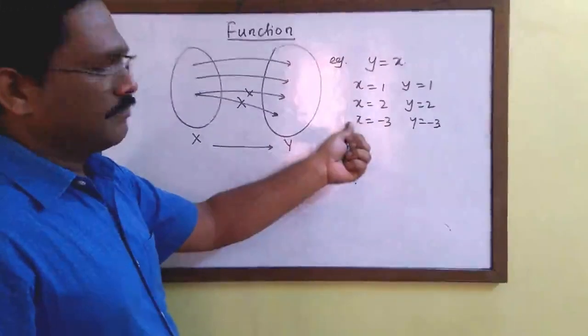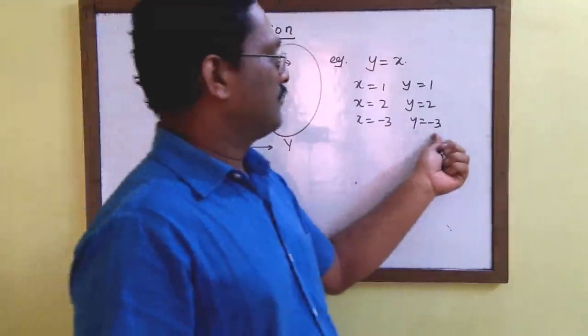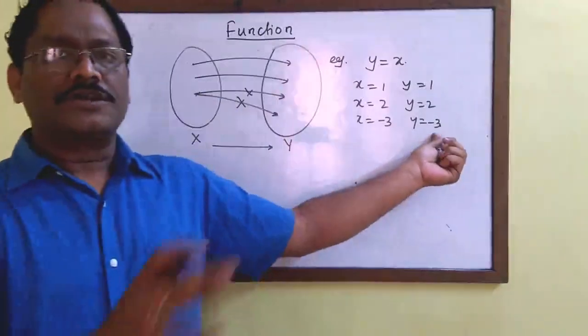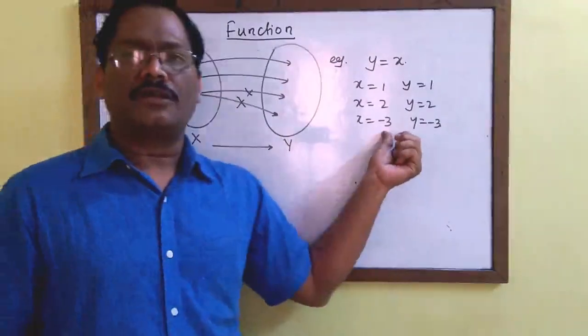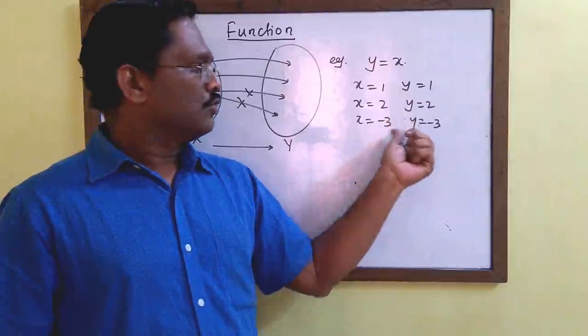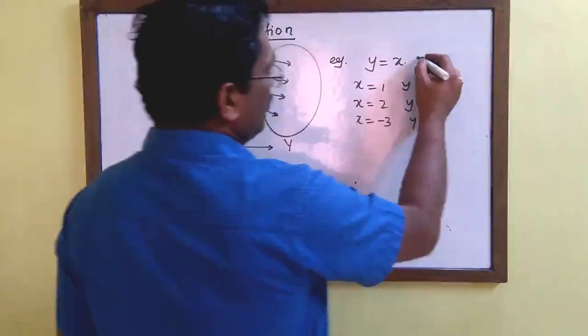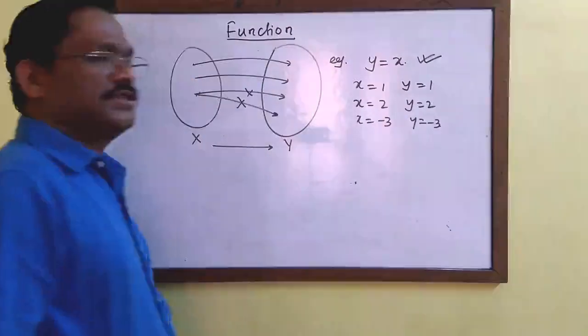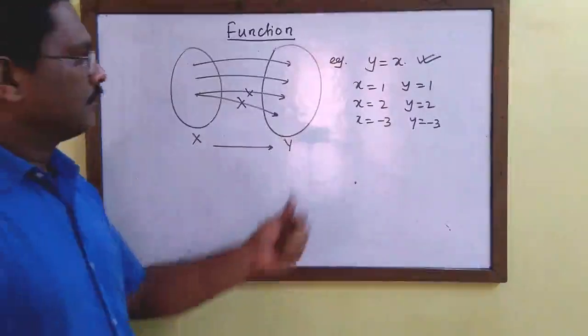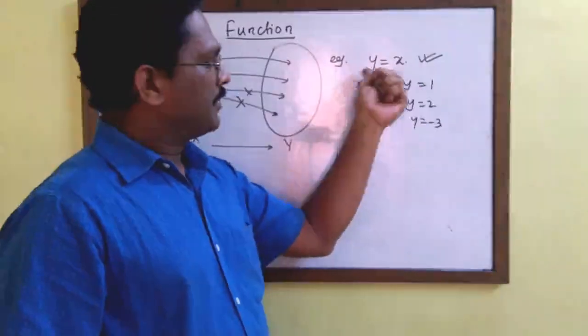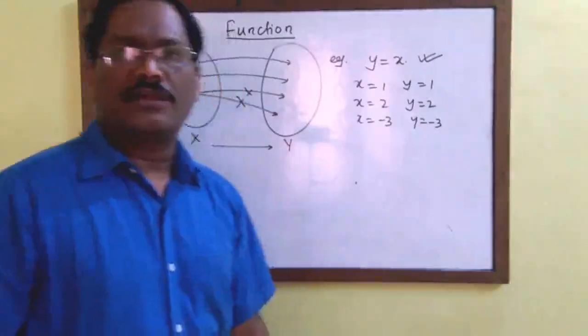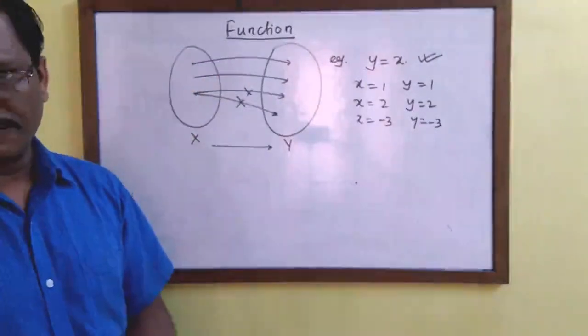Every value that I am providing as input is giving me an output. Does it ever happen that for a particular value of x, you get more than one value of y? No. So I will definitely say that y equal to x is a function. So this particular relation between x and y can also be called a function.